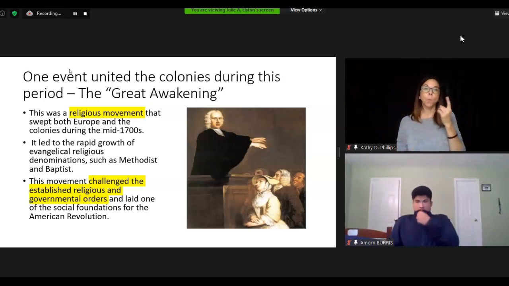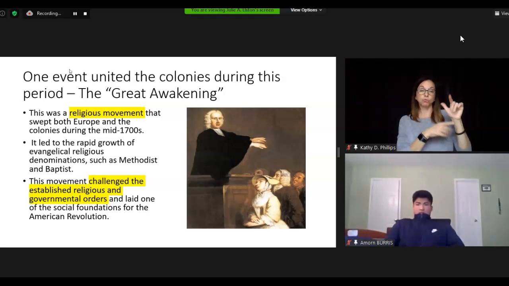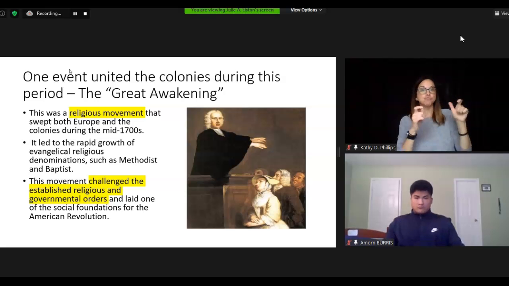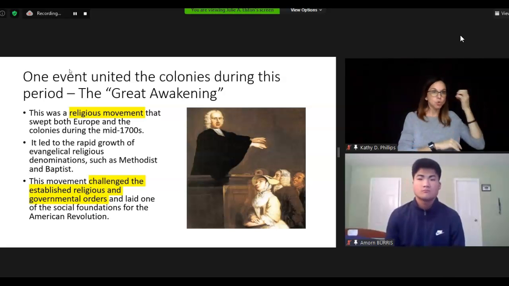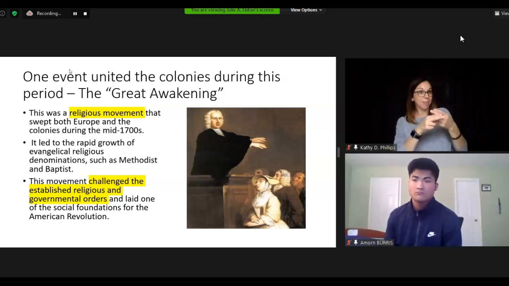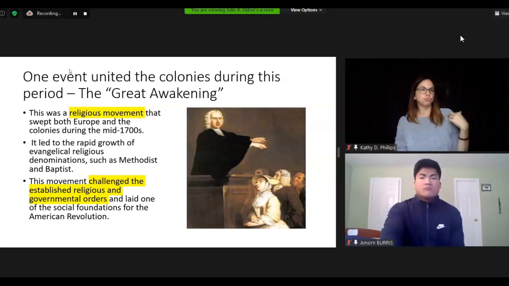One last thing, though, I want to briefly mention to you is that while we've talked about the three colonial regions being different and having different characteristics, there is one event that united all 13 colonies before the American Revolution, and that event is called the Great Awakening. This is a period of time, a movement in history that we see both in Europe and in the colonies. And it's, as the name suggests, a reawakening of the importance of religion in people's lives.